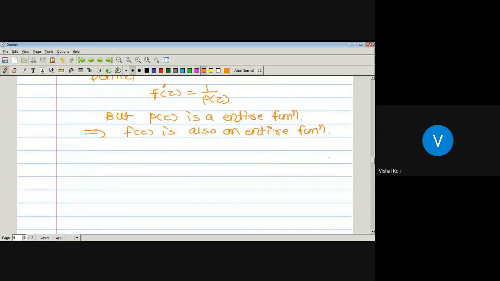But P of Z is a non-constant polynomial. As P of Z is a non-constant polynomial, it must be unbounded. We proved that in the last lecture: if P of Z is any non-constant polynomial, then it must be unbounded. So limit of P of Z as Z tends to infinity will be infinity. As the limiting value of P of Z is infinity, what is the limiting value of f of Z? It is 0. Limit Z tending to infinity, small f of Z is equal to 0.